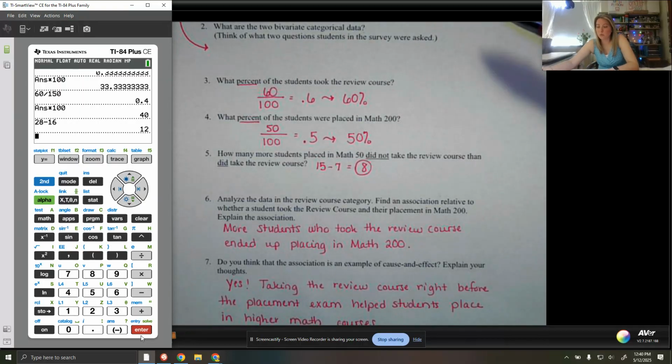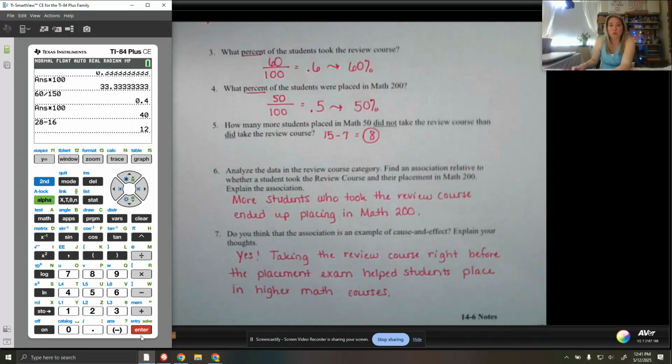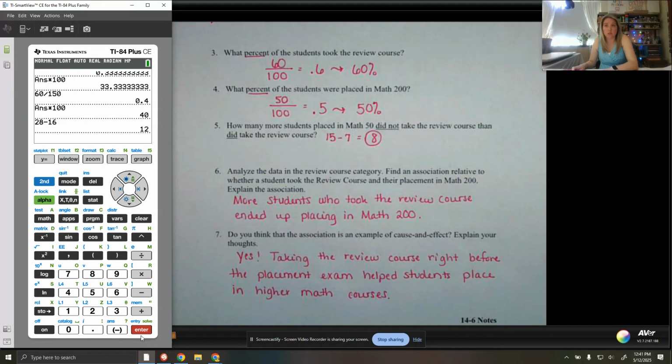And you can see it across the board. The only place in this table where you are having more students placed in the higher level math courses is if they took the review course. Otherwise, with the other two, did not take the review course, there are more people who did not take the review course that are placed in the other two lower level math courses. So taking that review course really did prep students for the actual exam and getting them into an exam that fits.